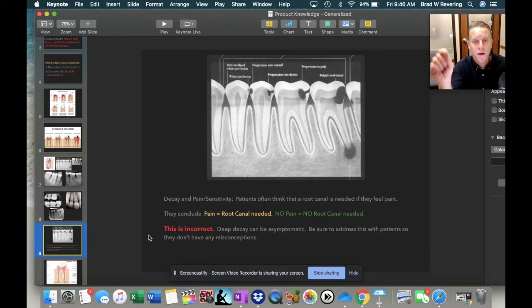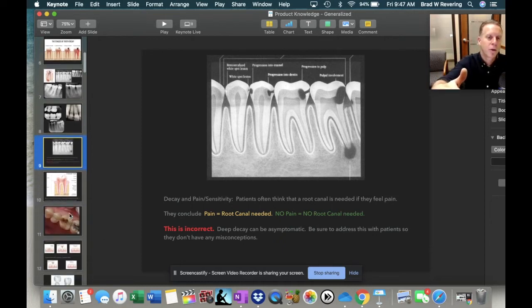So it is incorrect to think that no pain equals no root canal. Deep decay can be asymptomatic. Be sure to address this with patients so they don't have any misconceptions. They may come in thinking, like I just said, well, if I had pain, I'd need a root canal, but if I don't have pain, then I don't need a root canal. That's not always the case. So that's why we schedule possible root canals for these situations of deep decay.